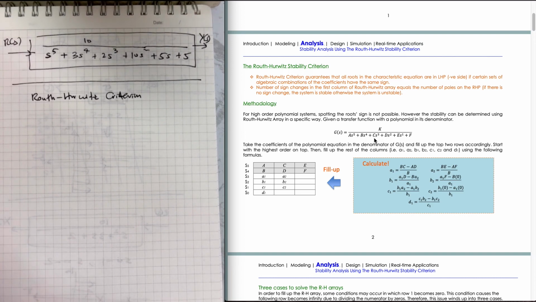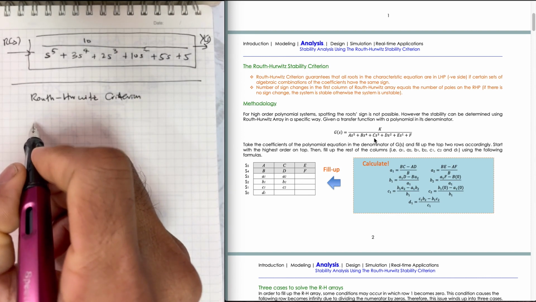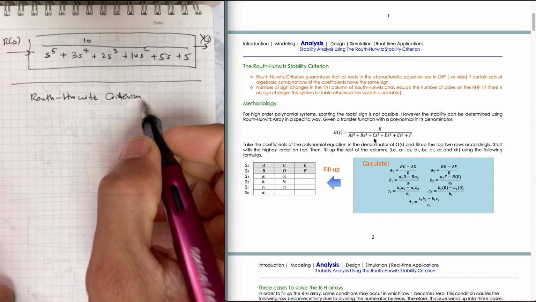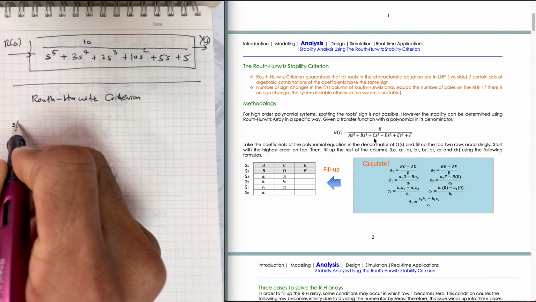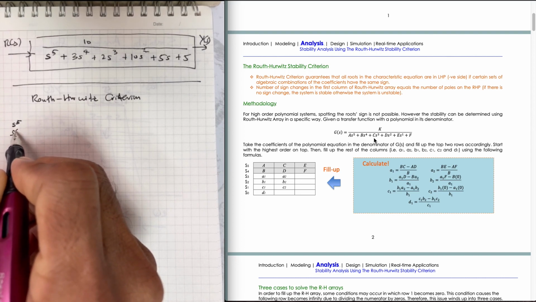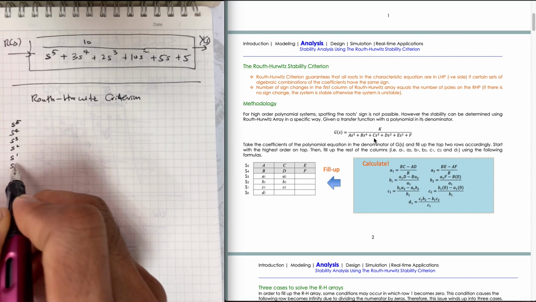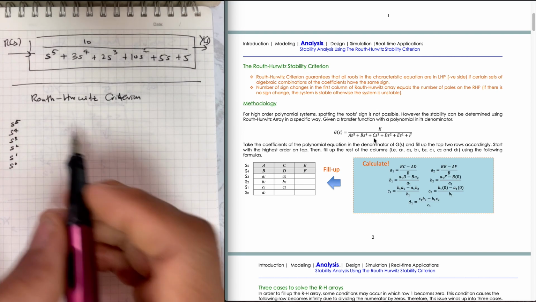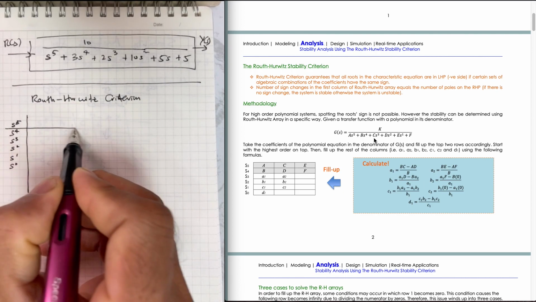Now that we have that system, we need to build a table. If this system is fifth order, we start from s to the power of 5, then 4, 3, 2, 1, and 0, and make a table like this.